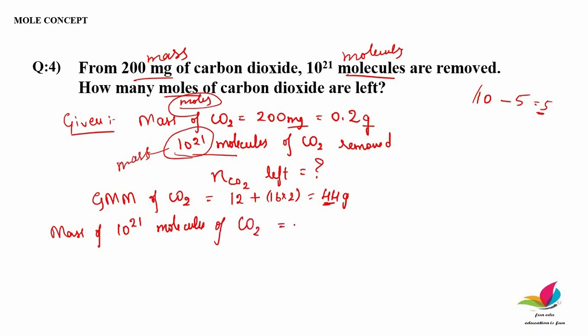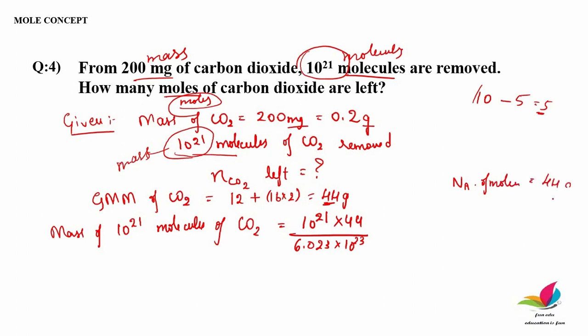So mass of 10 to the power 21 molecules of carbon dioxide, that means I need to find out what is the mass of this many molecules of carbon dioxide. So that will be equal to 10 to the power 21 into 44 divided by Avogadro number, 10 to the power 23. Why have I written this particular equation? Very simple, right? See, Avogadro number of molecules will be equal to 44 gram.